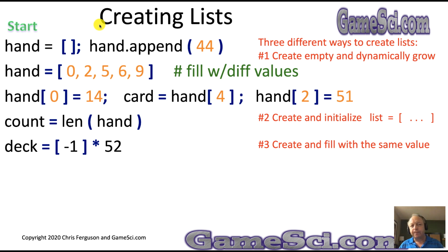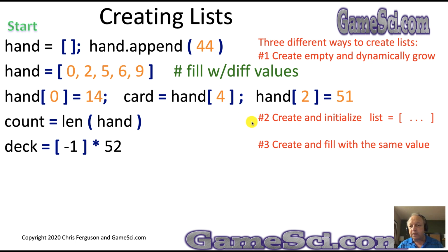Creating lists. Turns out there are 3 different ways to create a list. Number 1, we can create an empty list and dynamically grow it. The big difference between a list and an array from another programming language: an array in another language is a fixed size. You give it a size of 100 and it stays the size of 100. Not so with a Python list. A Python list can start at 0 size and grow as needed.